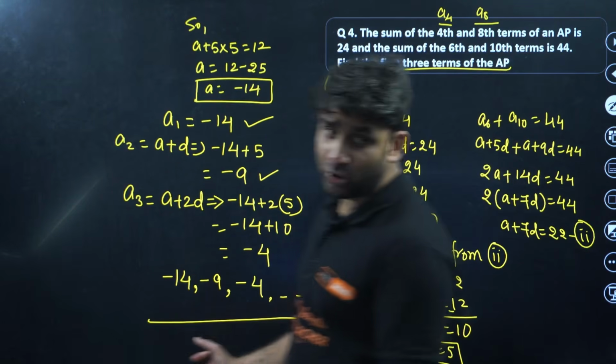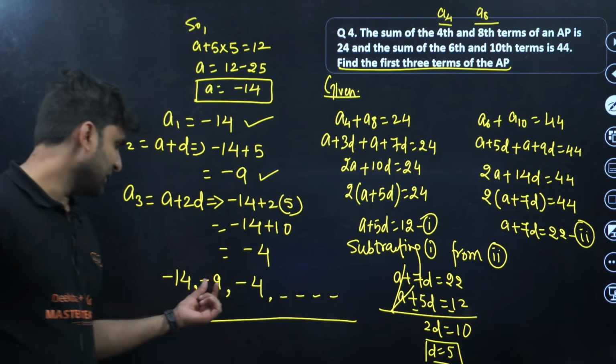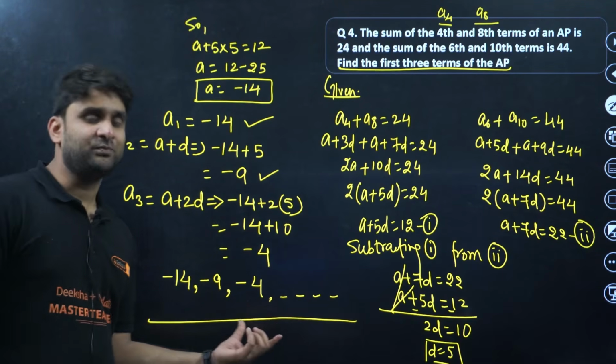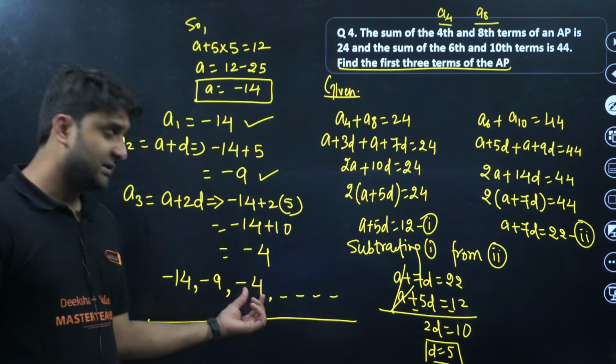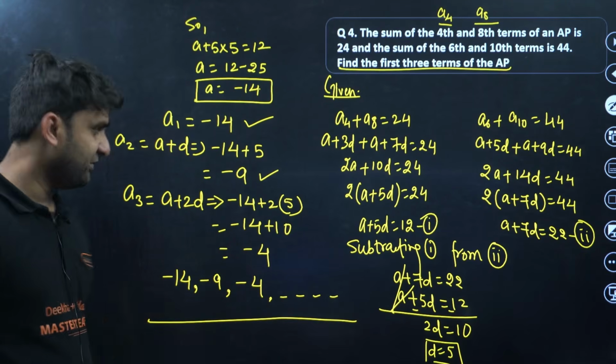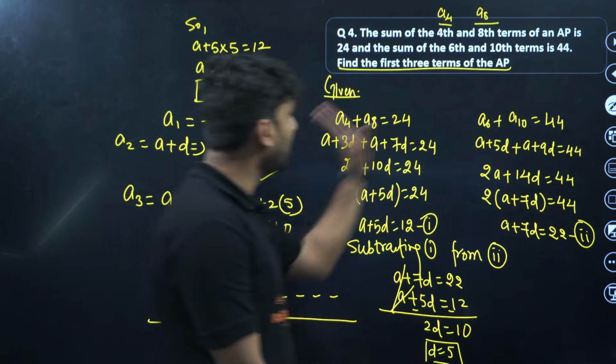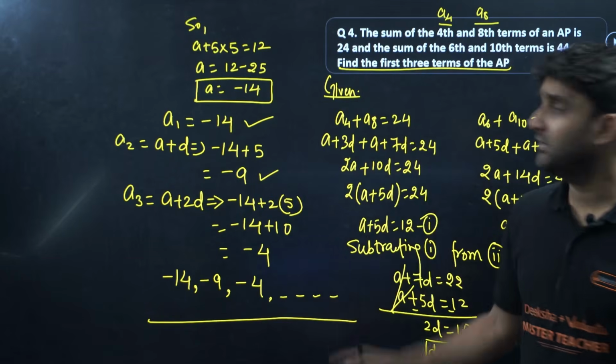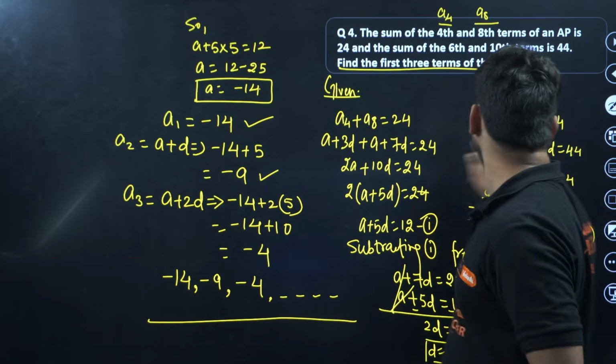If you find out the common difference, the difference between minus 14 and minus 9 is obviously positive 5. Minus 4, minus 9, the difference will be positive 5. So this is in AP. Answer. Clear, everyone? Moving to question number.